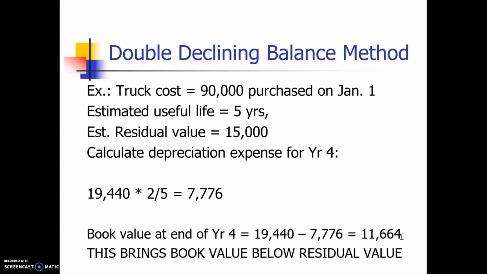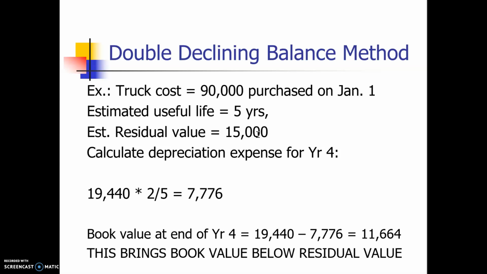So in year 4, we take the 19,440 book value times 2 divided by 5. That gives us 7,776. So when we subtract last period's book value minus this period's depreciation expense, it comes to 11,664. This is a problem because residual value is 15,000. We should have 15,000 as our residual value when we get to the end of the useful life. I'm sorry, 15,000 should be the book value when we get to the end of the useful life.